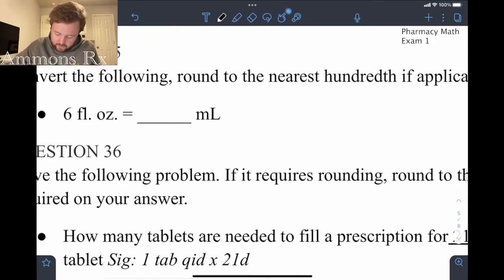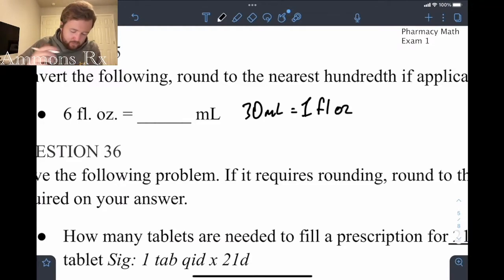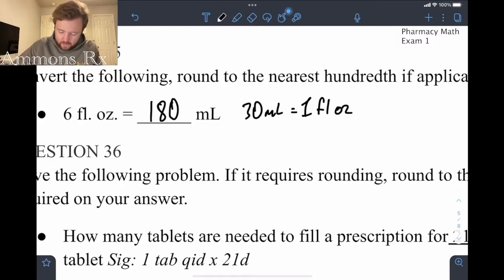Ounces to mils, 30 mils, 1 ounce. So it's just 6 times 30 is 180.